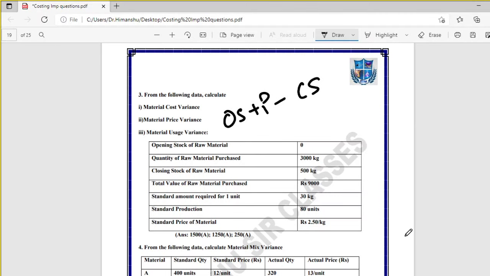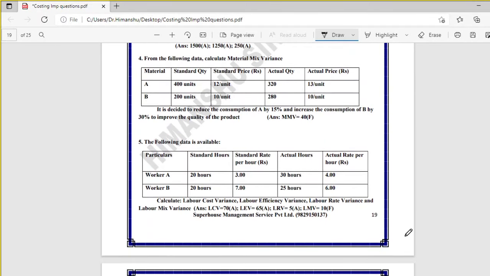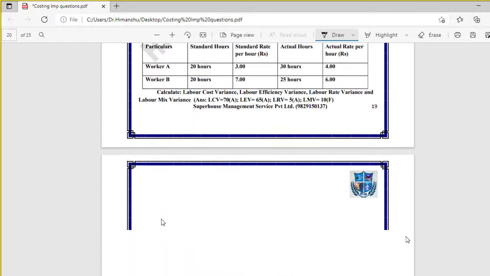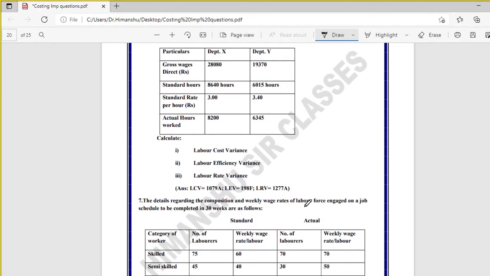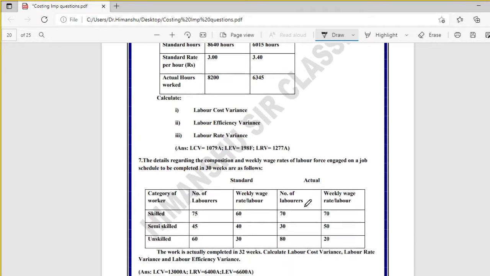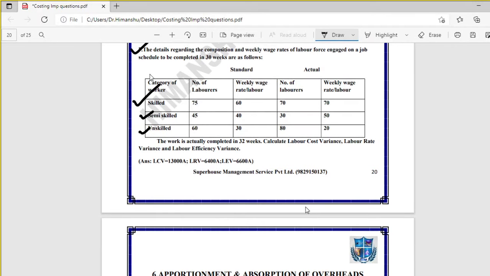Again, you'll have to calculate various variances, material variances and labor variances, out of which labor cost variance, labor efficiency, labor rate, labor mix variance are pretty important. Then calculation using gross wages, standard hours, you have to calculate the variance, and this question has been there in the previous years regarding skilled workers, semi-skilled and unskilled. So this is again an important one.